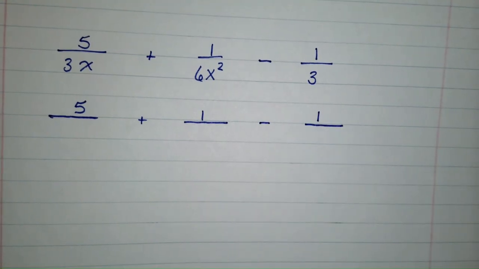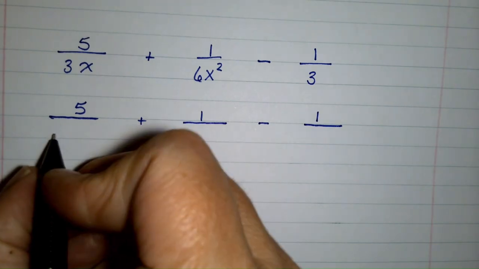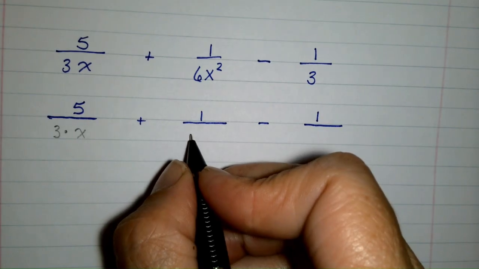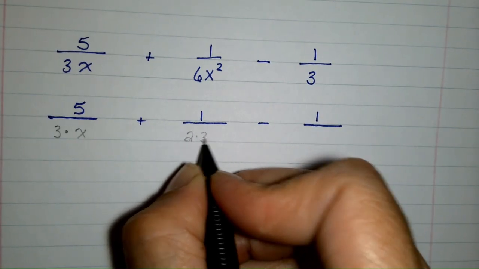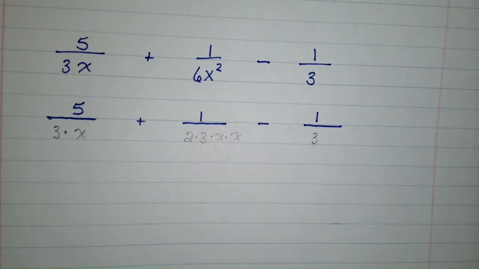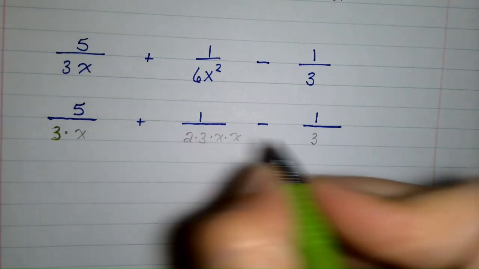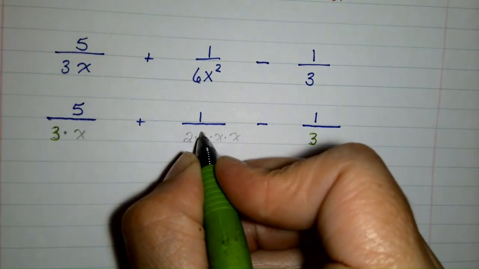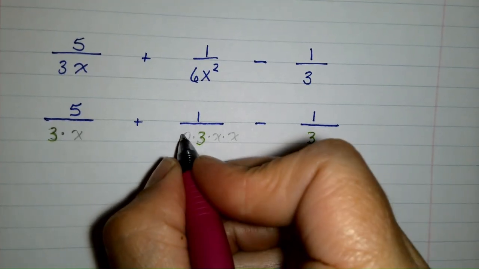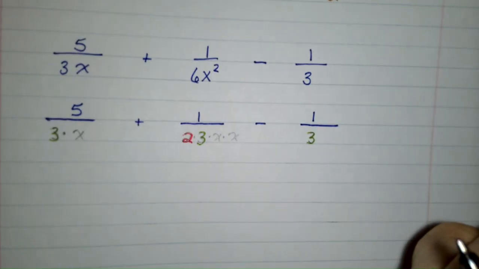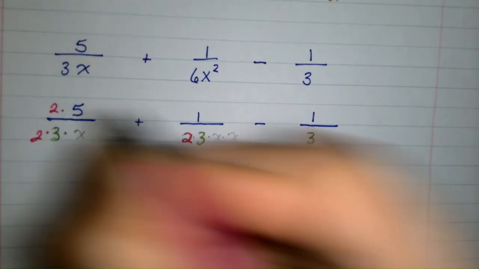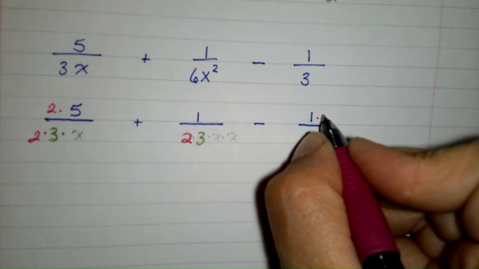I'm going to go ahead and write the multiply in parentheses. This is 3 times x. This is 2 times 3 times x, and this is just 3. So they all have a 3. But this one is also being multiplied by 2. Notice how I put that in pink. So times 2 on top and bottom.